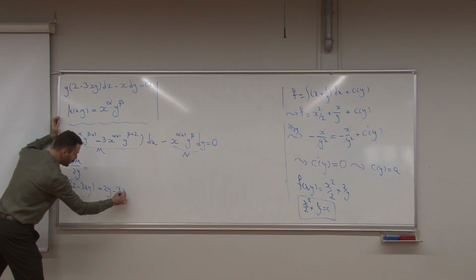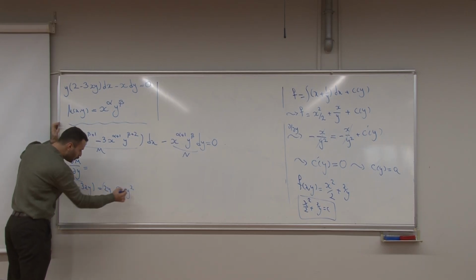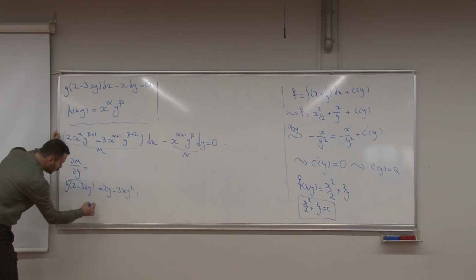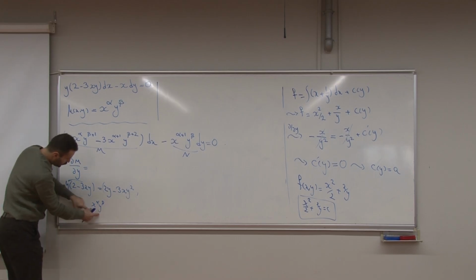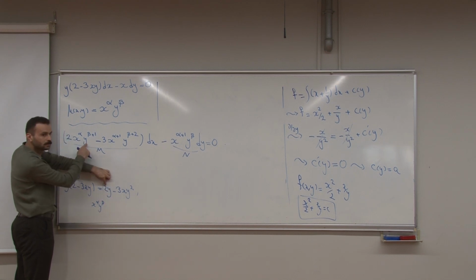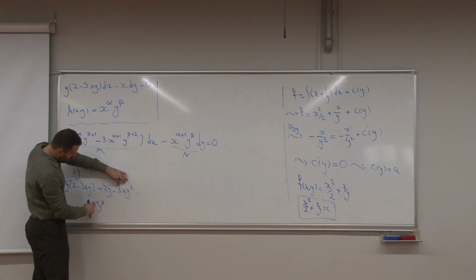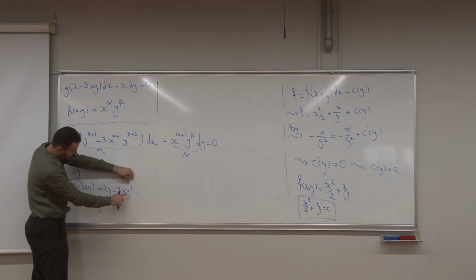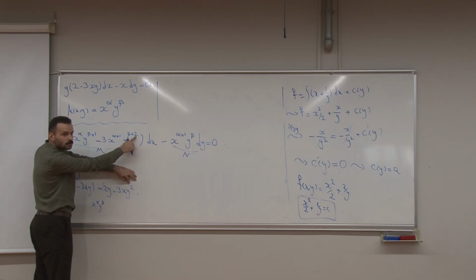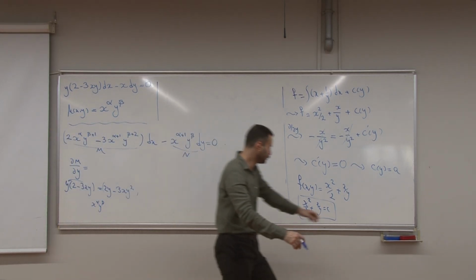2y minus 3xy squared, right? Yes. Now I'm multiplying this whole thing with what? x to the power of alpha, y to the power of beta. This is multiplied to this one. 2x to the power of alpha, y to the power of beta plus 1, minus 3x to the power of alpha plus 1, y to the power of beta plus 2. Good? And that is exactly the same thing. Okay.